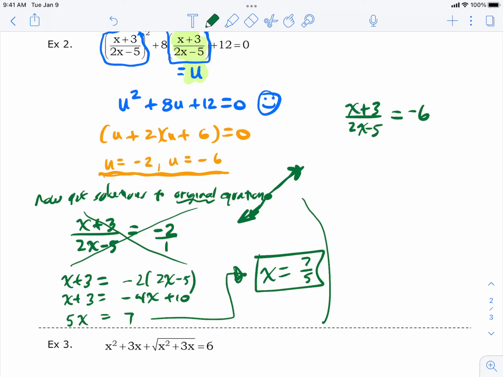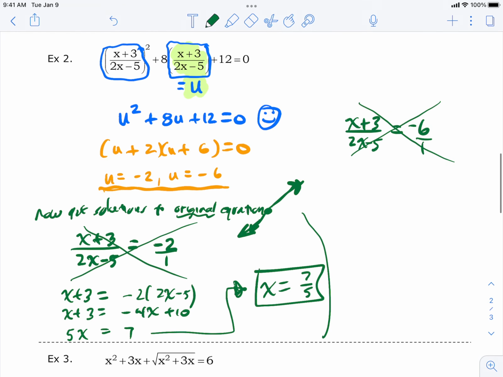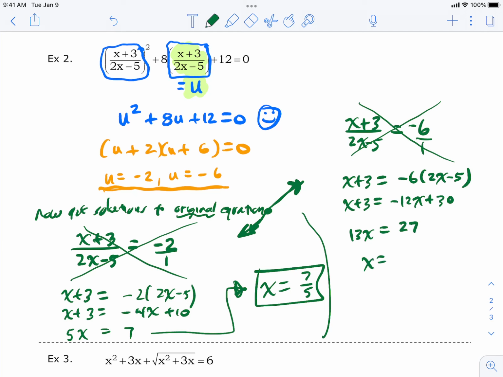Cool. Let's do that same song and dance over here. Take that negative 6, think of it as over 1, and say, yeah, I dig proportions. So the (x + 3) times 1 going on the one diagonal is x + 3. And then the negative 6 would have to multiply this on the other diagonal. Okay, start distributing. Negative 12x plus 30. So if I add 12x to both sides, I get a 13x. And if I subtract 3 on both sides, I get a 27. And so x is equal to 27/13.